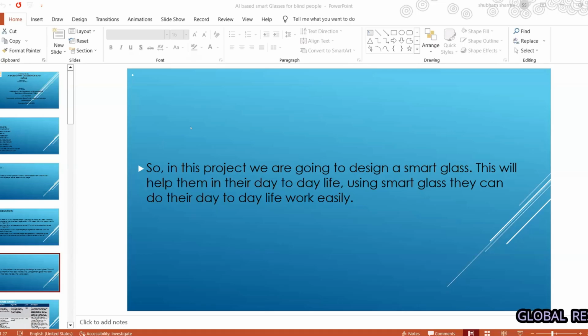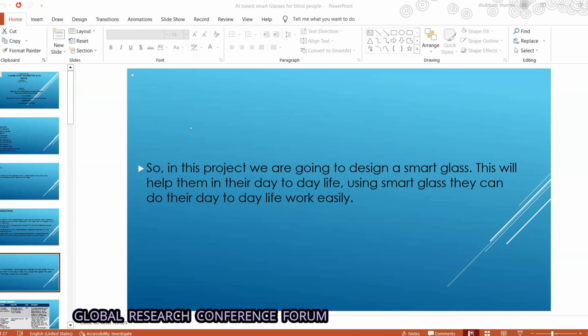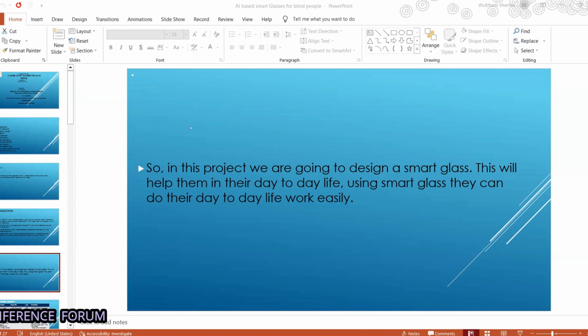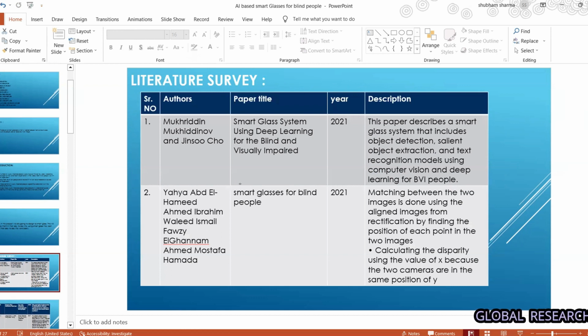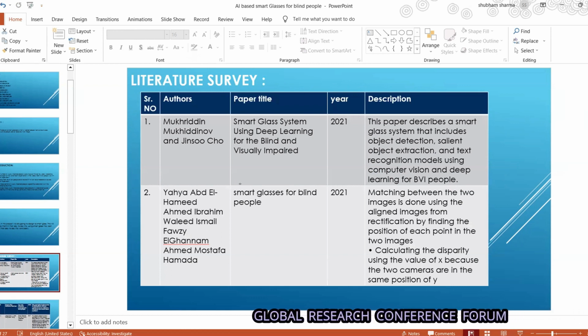So in this project, we are going to design a smart glass to solve this problem. This will help blind people to do their daily work. For this research paper, we have referred to 5 to 6 papers.